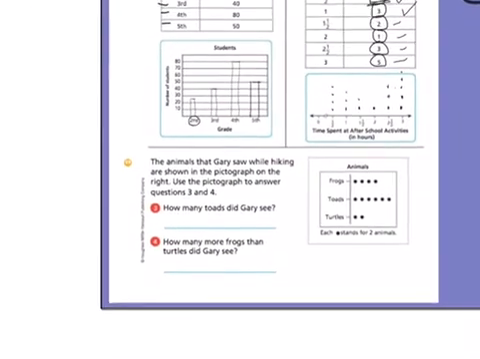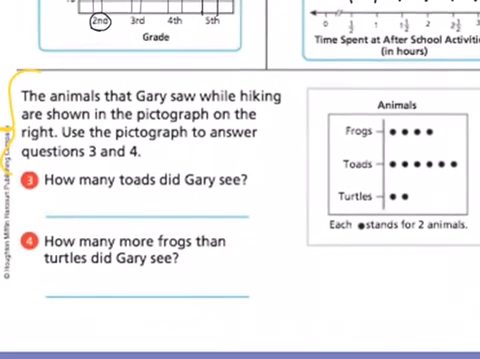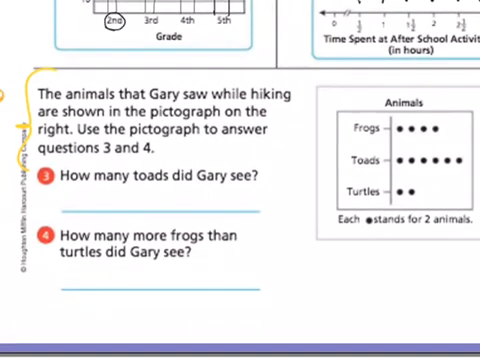Our next one is number 3. And let's take a look at our directions here, starting right here. The animals that Gary saw while hiking are shown in the pictograph on the right. Use the pictograph to answer questions 3 and 4. So anytime we look at pictographs, we always have to look at the key. And here is the key. Each dot stands for 2 animals.